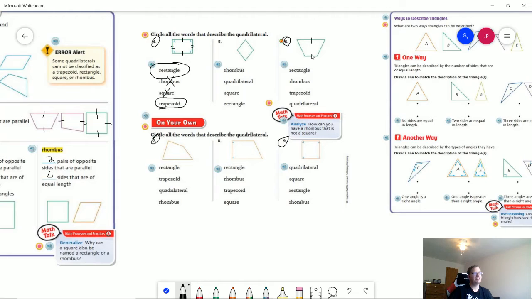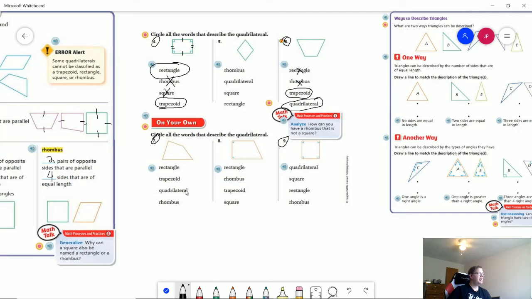For number 6, we have one pair of parallel sides. There are different lengths. So actually, I probably shouldn't mark that this way. We normally put those markings to show that they're the same length. So I'm going to have a trapezoid. I'm going to have a quadrilateral because it's a four-sided shape. And then I'm not going to have either a rectangle or a rhombus.